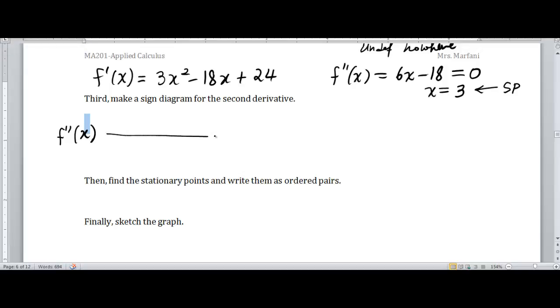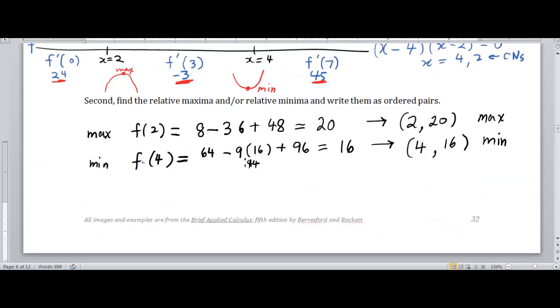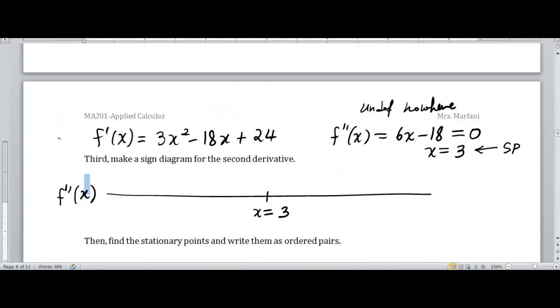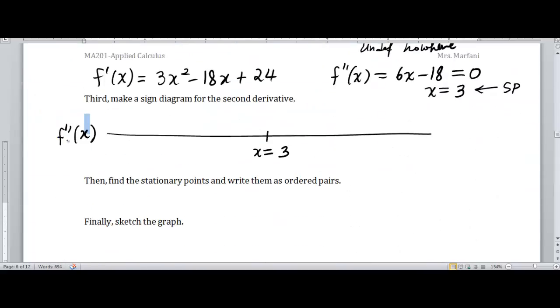And what I do is I always write what the sign diagram is for. So this is for the second derivative, so I'm putting f double prime here. My stationary point is x equals 3. Just like up here, I wrote f prime, so I know this is the sign diagram for the first derivative. As you're doing your work, it's good to write this so it helps you remember and stay on track. Alright, this we know is a stationary point.